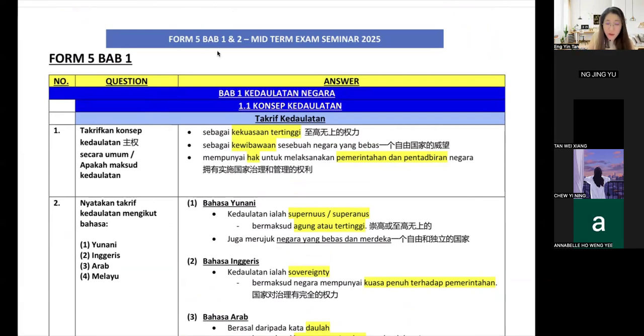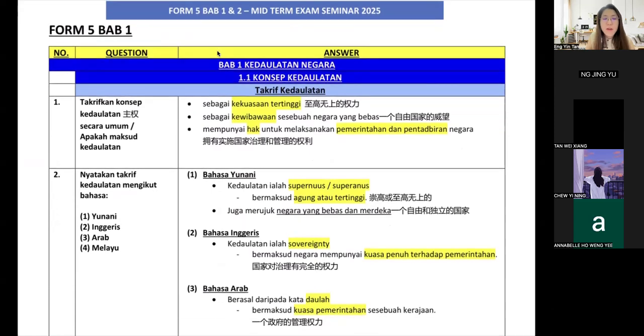Okay, let's continue here with Form 5 chapter 1, which is all about kedaulatan. Reminder, the moment you see kedaulatan, daulat, berdaulat, all these Malay words, what is important is that it means kuasa tertinggi, the power. So for chapter 1.1, you need to explain the concept. Takrifkan means explain the meaning, apakah maksud. The moment you see takrif or maksud, it's the same meaning.